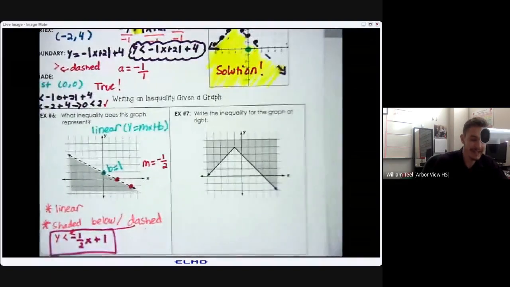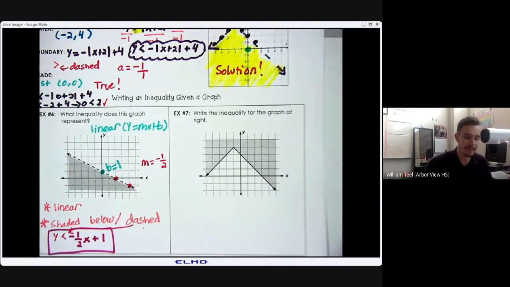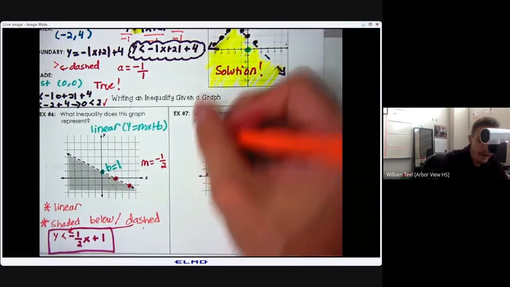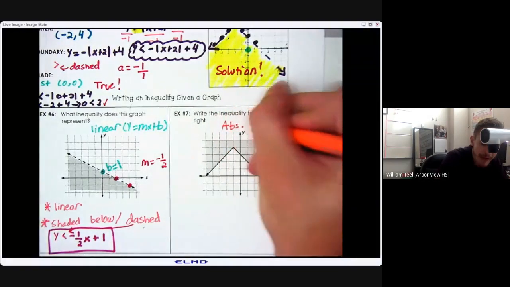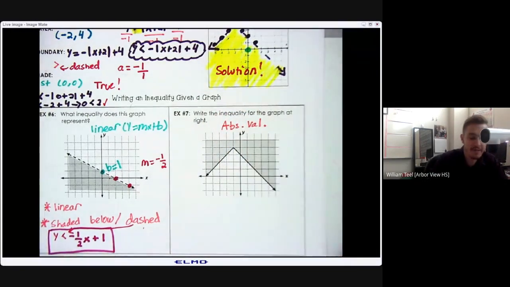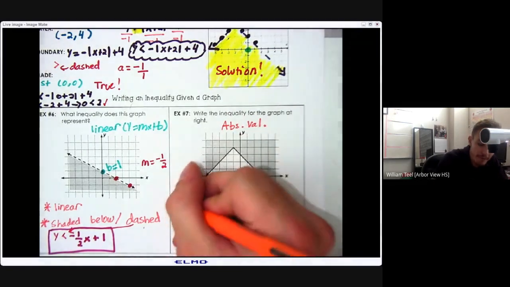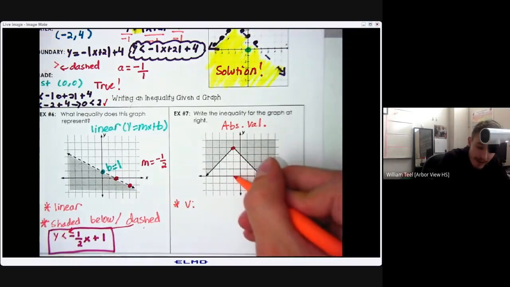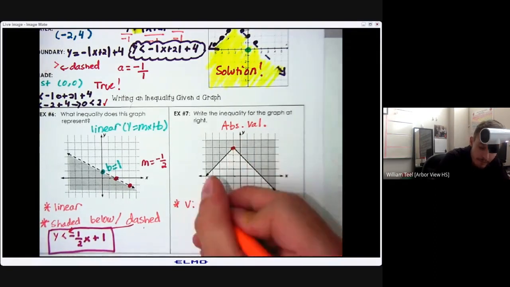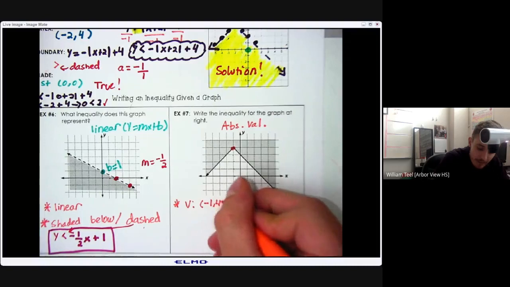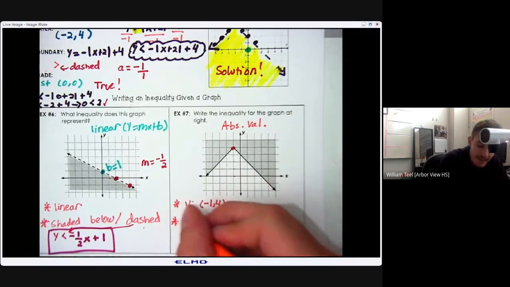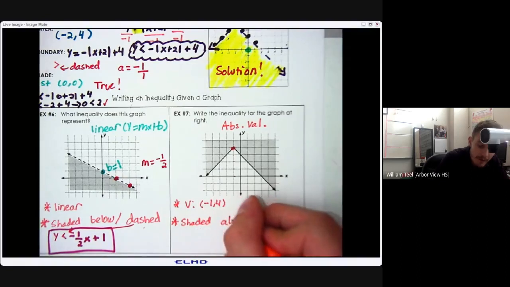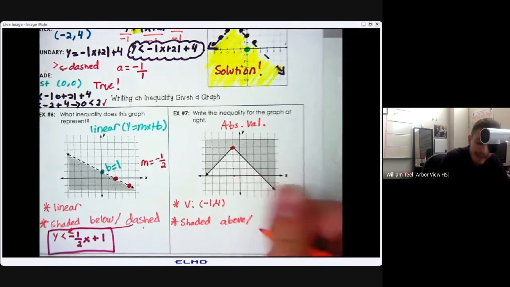All right, let's look at example number 7. First of all, let me talk about some of the things I know. I know that this is an absolute value, so we're going to have to use the absolute value formula to fill in some of the blanks. I know that my vertex is this point right here, negative 1, 1, 2, 3, 4. All right, that's good to know. I know that my solution is shaded above. And I also know that I'm looking at a solid line.